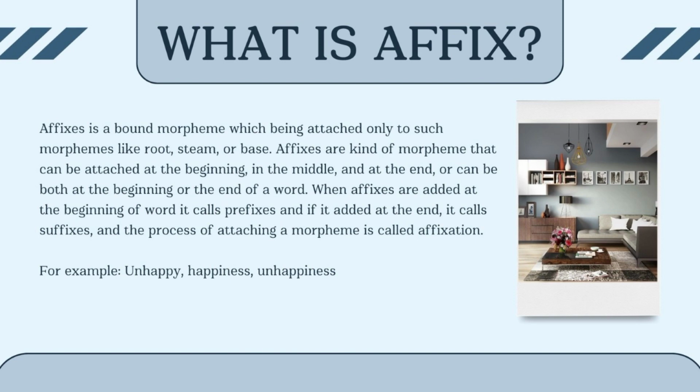And here, in happiness, ness is a bound morpheme, and it's attached to the end of the word, so it's called a suffix. And unhappiness is attached in the front and at the end of the word happy, so it can be both, right? About this we are going to talk later. What is it called when it's attached in front of the word and at the end of the word?